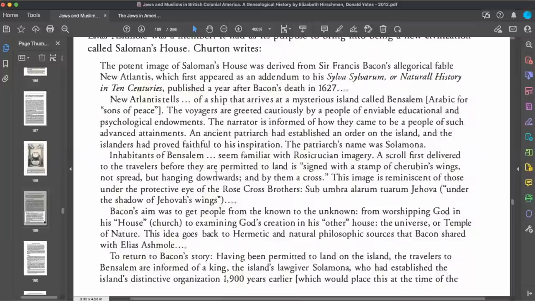Bacon's aim was to get people from the known to the unknown, from worshiping God in his house, church, to examining God's creation in his other house, the universe or temple of nature. His idea goes back to Hermetic and natural philosophic sources, Hermetics, Thoth, sources that Bacon shared with Elias Ashmole.